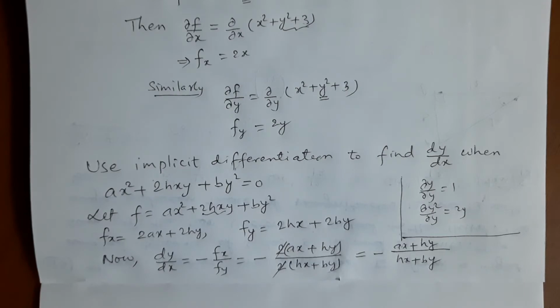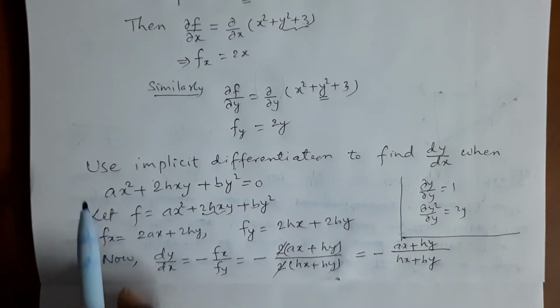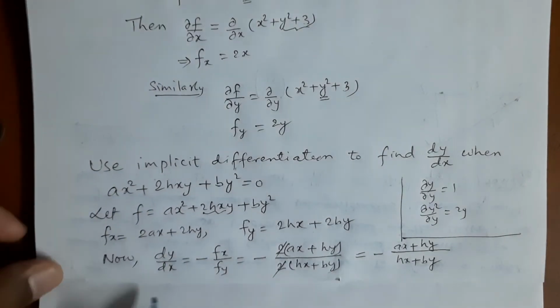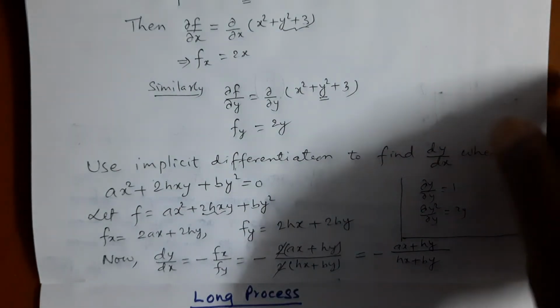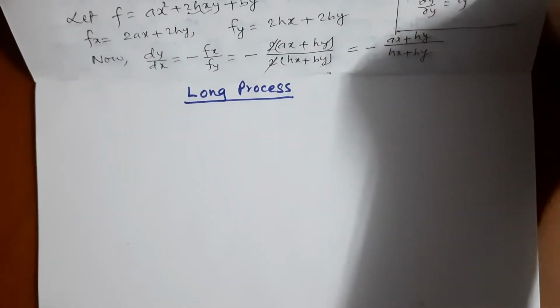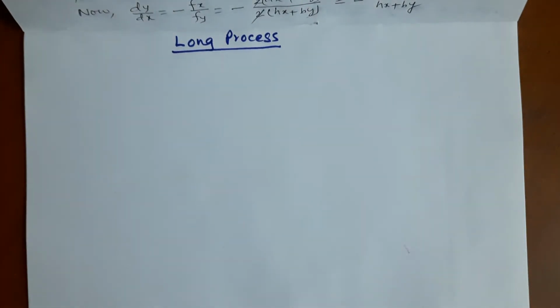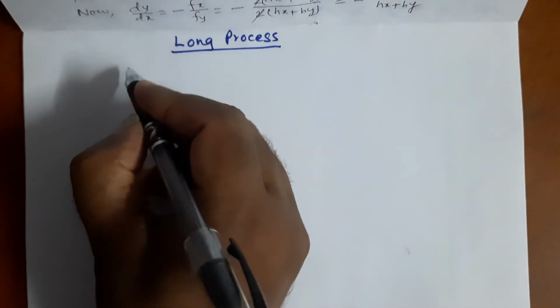Okay, so if we use a long process to find out implicit differentiation of the same question, then how can it be solved? Look at here. This is the shortcut process, and now our long process, see here. Okay, see the long process also. I just explained the short process, and by the long process, how will we do it?